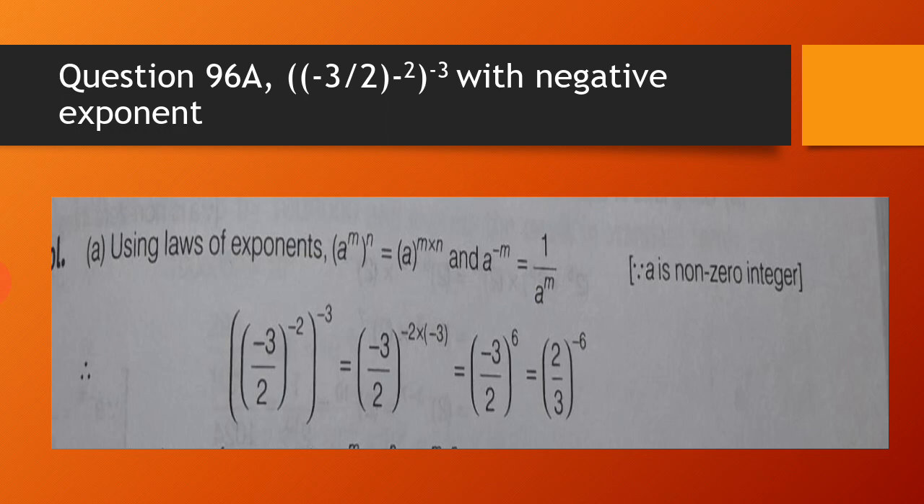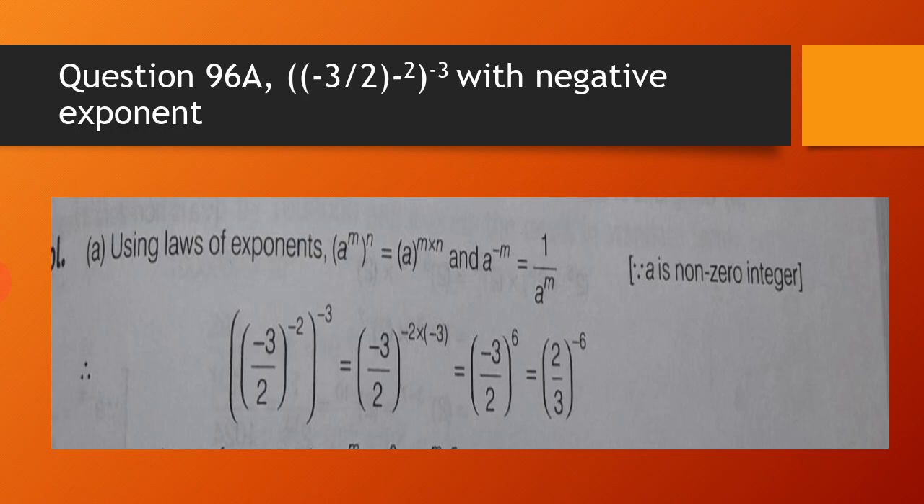96a now. Minus 3 by 2 whole raised to power minus 2 whole raised to power minus 3. But this answer has to be left with a negative exponent. Now using the exponents power law, a raised to power m whole raised to power n is equal to a raised to power m into n. We can do this sum.